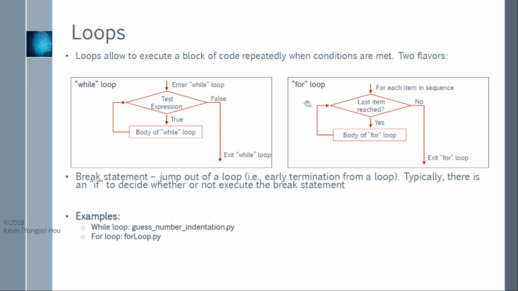The second type of loop is called a for loop. Basically, it just iterates through a sequence. Say you have a list with multiple elements. It goes through the list element by element, item by item. As long as it has not reached the end of the last element, it will continue to do the work as specified in the body of the for loop. And once the last element has been reached and handled, the loop is over. It just exits the for loop.